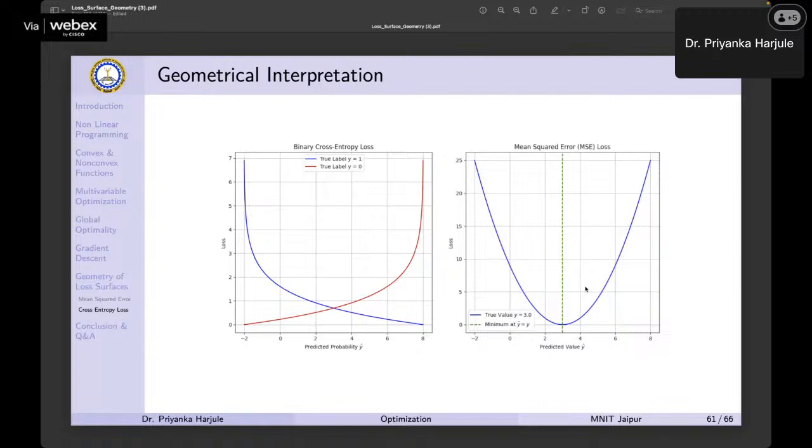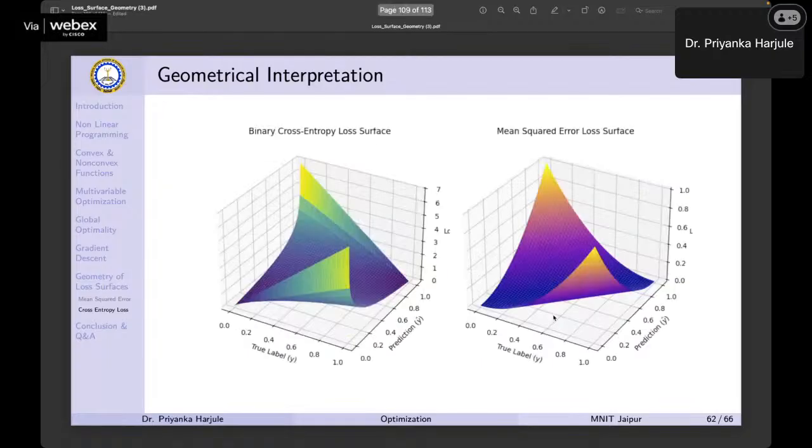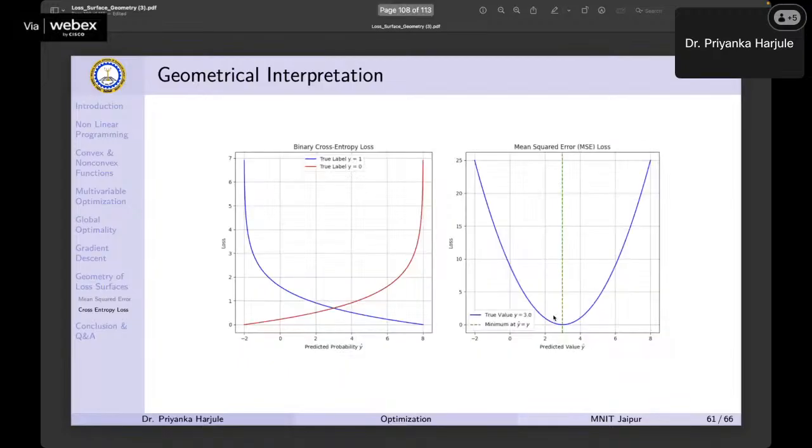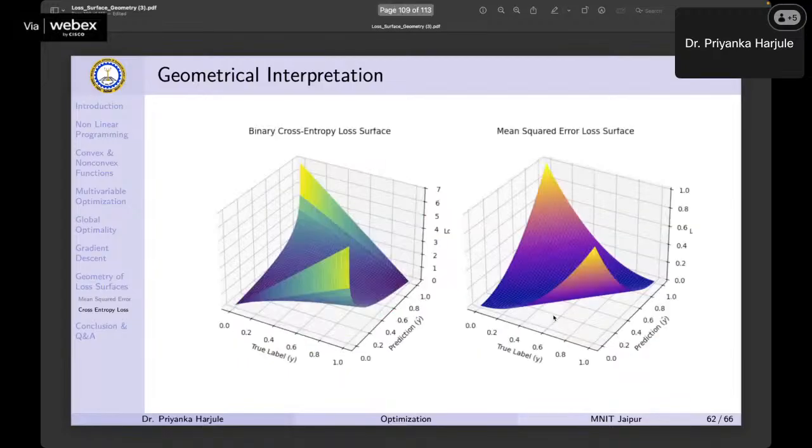Mean squared error, you can see the graph here, is convex. And here you can see the 3D plot of both the binary cross entropy and the mean squared error. So the key point to remember is that the nature of the output nodes, the activation function and the loss function depend on the application at hand.